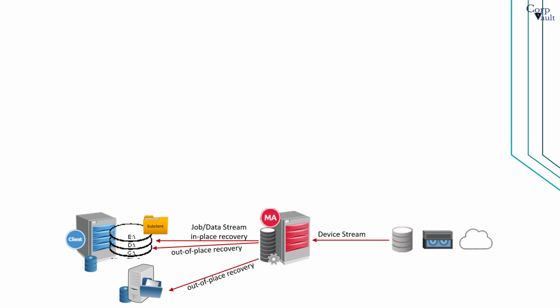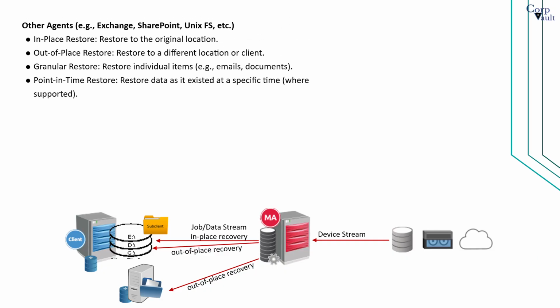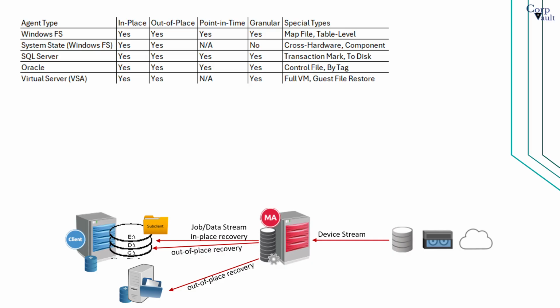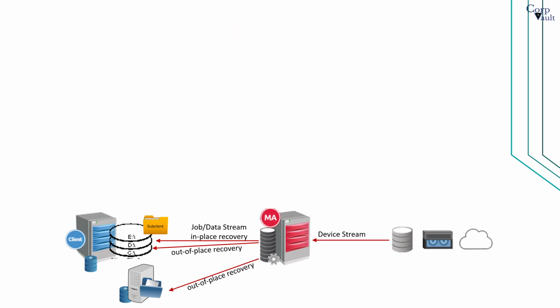We won't be able to cover all of the agents, but for other agents, for example, Exchange, SharePoint, Unix file system, etc., these recovery options are available. Here is a summary table, for easy view for the agents we discussed. As you see, Commvault provides various options to control how data is restored.